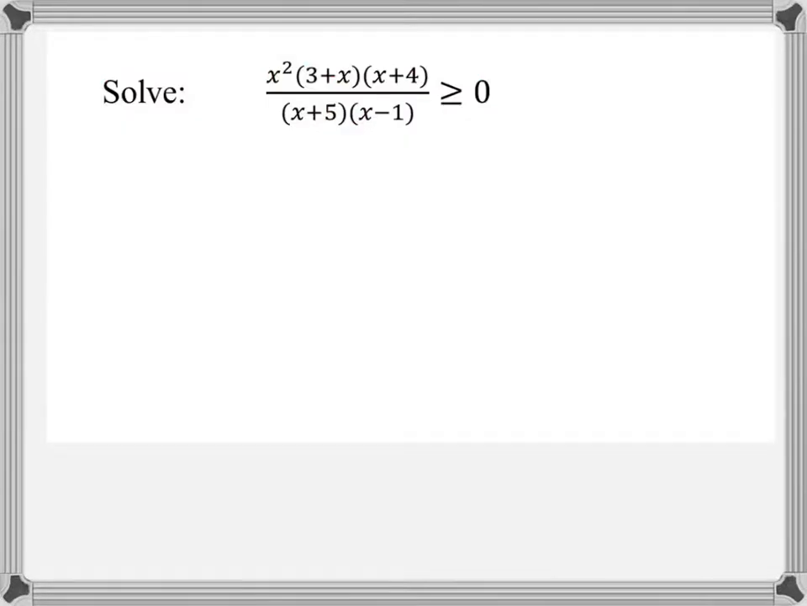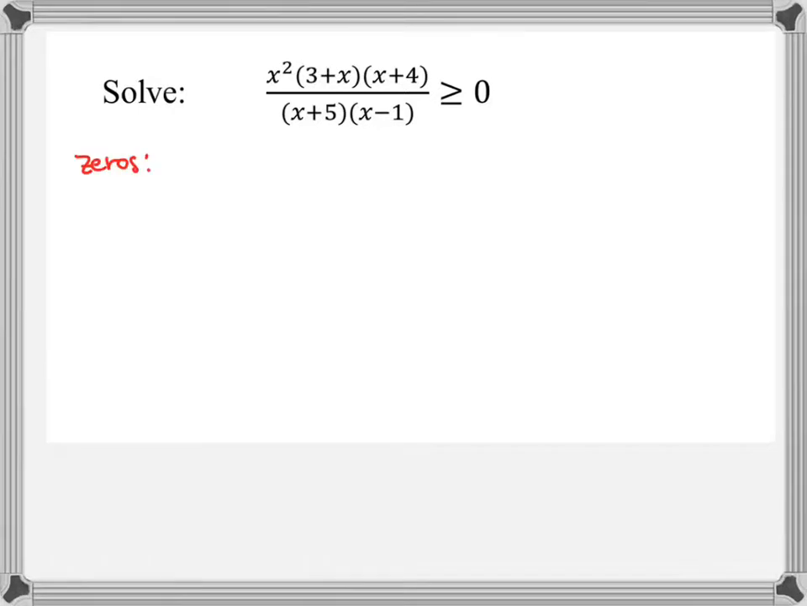Okay, one more example. This looks harder, but it's actually simpler than some of the last couple because I've already factored everything in. I already have one rational expression on the left-hand side and 0 on the right-hand side. So I have x squared times 3 plus x times x plus 4 all over x plus 5 times x minus 1 is greater than or equal to 0.